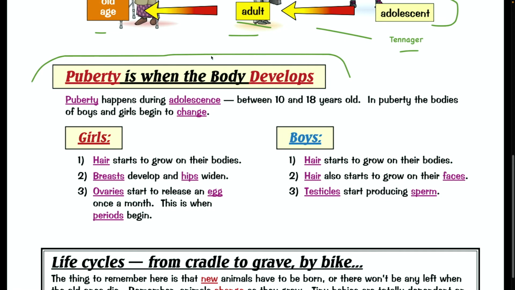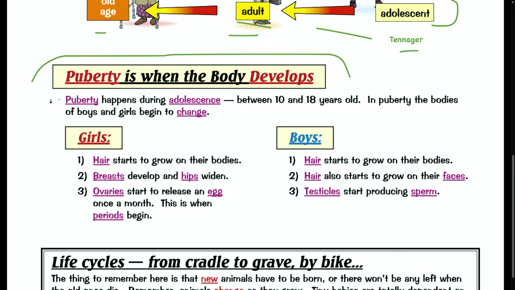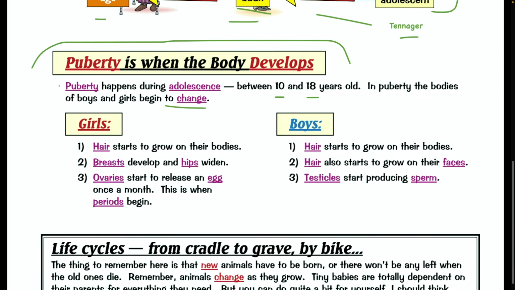Puberty is when the body develops, ok? So, verdade, é quando o corpo se desenvolve. So let's go. Puberty happens during adolescence. Between 10 and 18 years old. In puberty, the bodies of boys and girls begin to change. Okay, so of course, right? So when we are in this moment, in this change, as we say, right? Okay, so what do we call puberty?